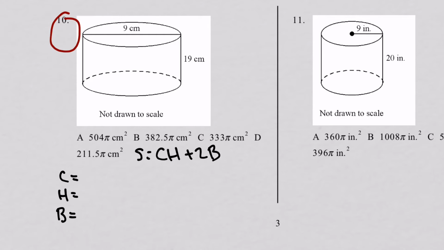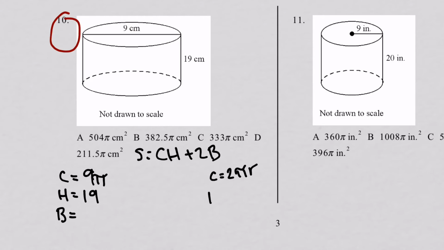Okay, so let's start with C. I'm going to calculate over here. The formula for the circumference is 2 pi r. In this case, r is 4.5, right? Because the diameter is 9, which means that the radius is 4.5, half of that. 4.5 times 2 times pi. 4.5 times 2 is 9, so 9 pi. The height that's given to me, it's 19.